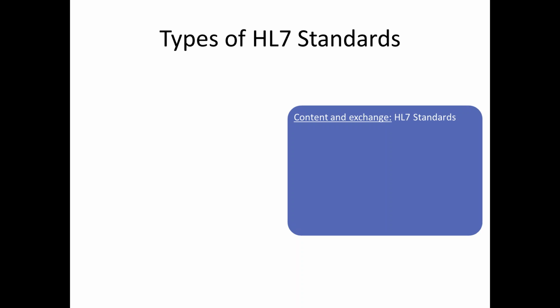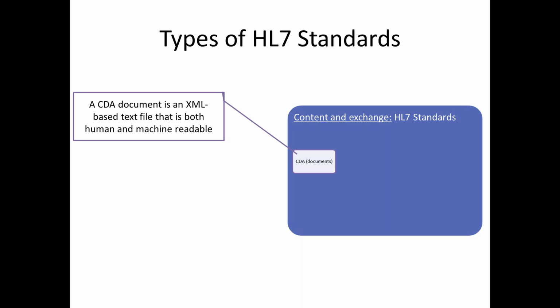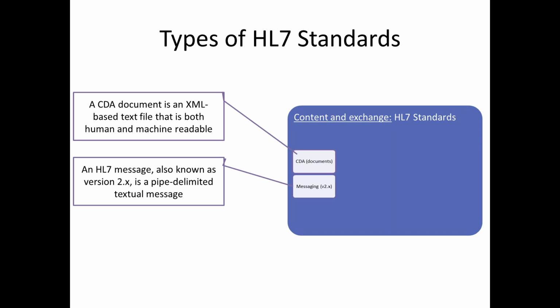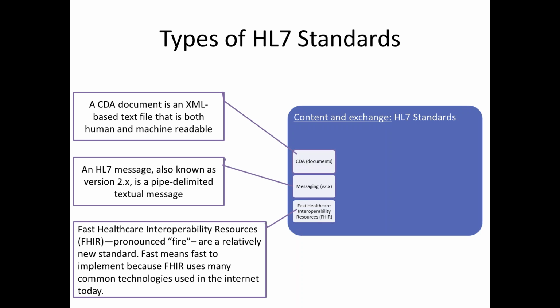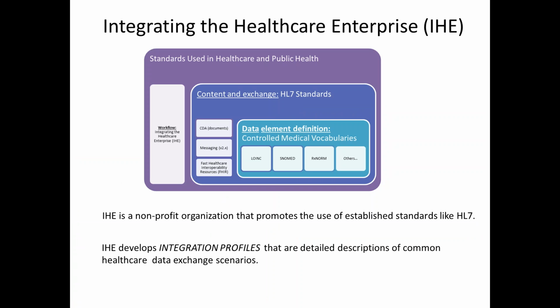There are three basic types of HL7 standards. The first is a CDA document, an XML-based text file that is both human and machine readable. There is also an HL7 message known as a version 2.x message, a pipe-delimited textual message. Finally, FHIR, Fast Healthcare Interoperability Resources, are a relatively new standard where fast means fast to implement because they use many common technologies used on the internet today.